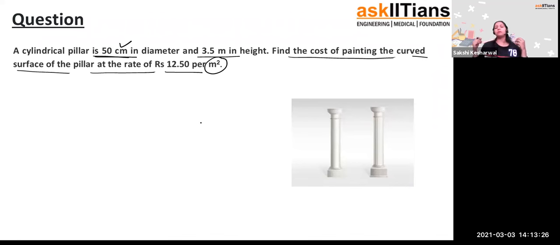This is one of the practical examples. You think that this is all nonsense? No, beta, this is not nonsense. This is very much useful in day-to-day life. You can go and ask anyone who's an architect, a painter, or a carpenter. They are very good at it, and I have seen them, right?